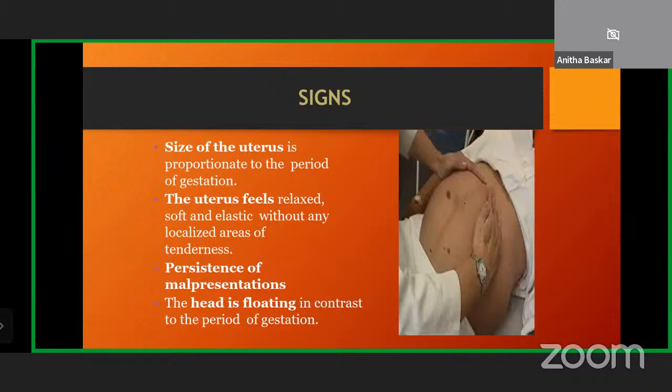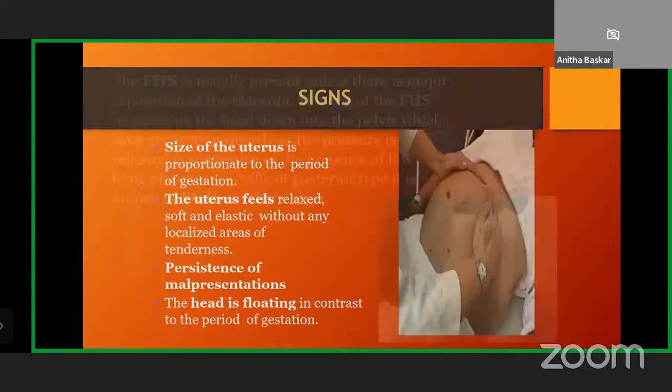And there is a persistence of malpresentation. It may be due to the placental encroachment in the lower uterine segment. This leads to failure of rotation of the baby, and leads to persistence of malpresentation. The head will be floating in contrast to the period of gestation.